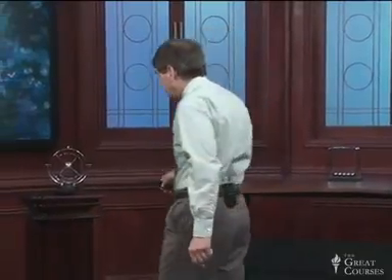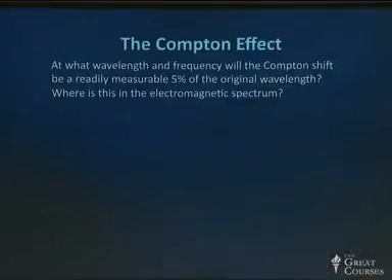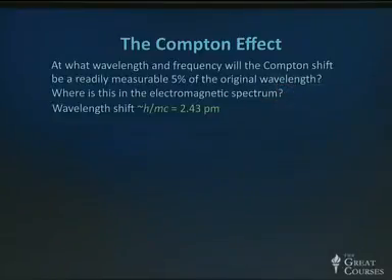Let's do a quick calculation that shows us how that works. So here we are at our big screen again. At what wavelength and frequency will this Compton shift be readily measurable? Let's say 5% of the original wavelength. And let's ask, where is this in the electromagnetic spectrum? So we know the wavelength shift is about 2.43 picometers. By the way, that quantity is called the Compton wavelength of the electron. The shift depends on at what angle you're looking, but it's on that order.